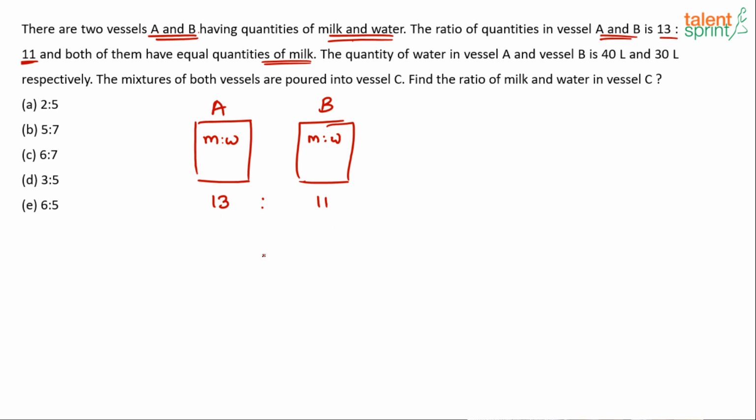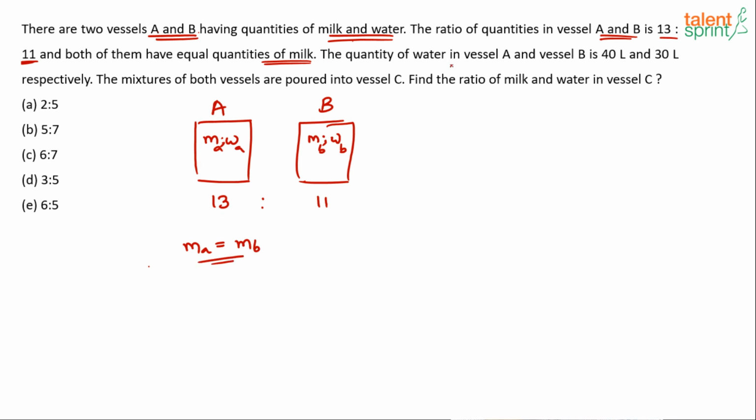So that's the ratio. And both of them have equal quantities of milk. Meaning, for example, if this is milk and water in A, and this is milk and water in B, the point he is making is MA is equal to MB. Strictly speaking, not the ratio but the quantity of milk in A is equal to the quantity of milk in B. For example, let's assume milk is MA here, water is WA, milk is MB here, water is WB. MA is equal to MB. That's the other point known to us.